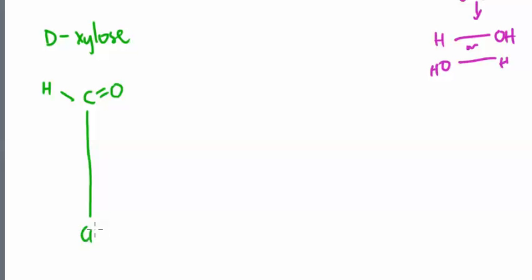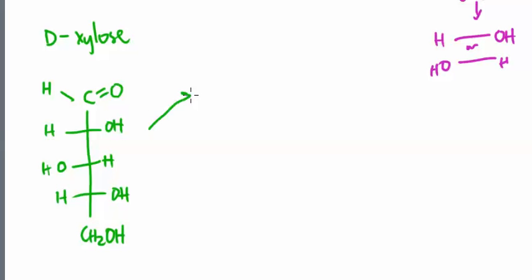And then down here below is CH2OH. And then xylose is a pentose, so there's 5 carbons in total: 1, 2, 3, 4, and 5. And the orientation of the OH groups are right-handed, left-handed, and right-handed. So here's D-xylose, and I'm going to undergo Kiliani-Fischer.